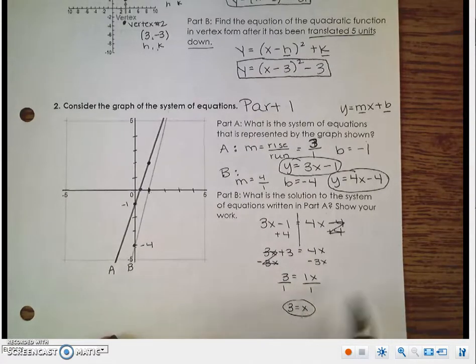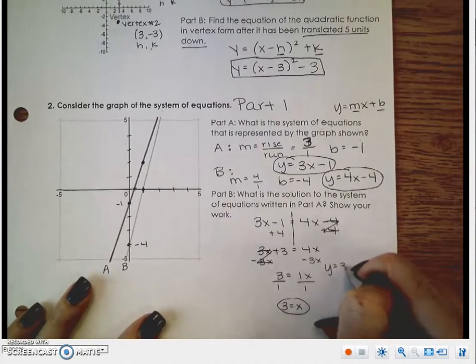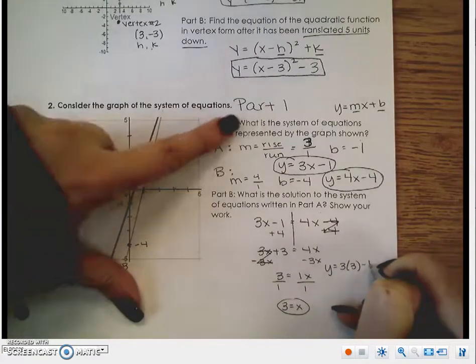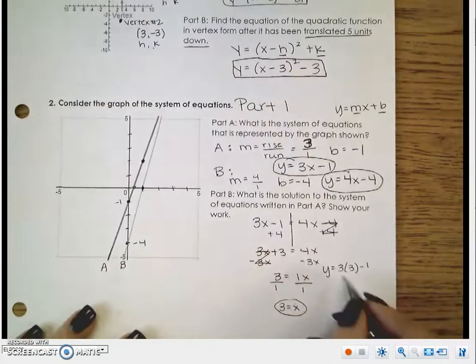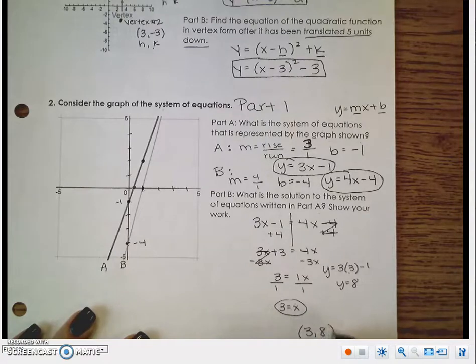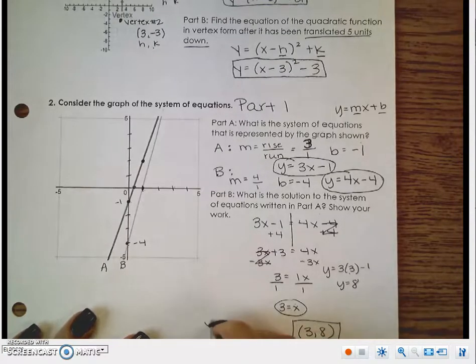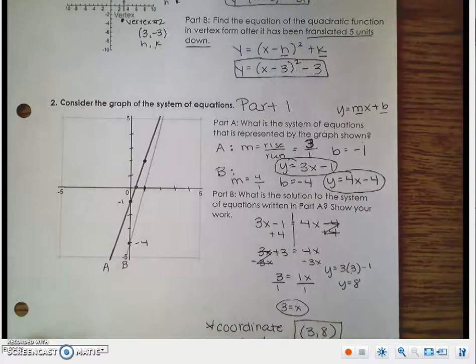And then once you know your x value, you could plug it in to solve for y. So then we would have y equals 3 times 3 minus 1. I'm using this equation right here. Everywhere I have an x, I substituted a 3. 3 times 3 is 9. 9 minus 1 is 8, so y equals 8, which would give me the coordinate point 3, 8. Make sure that your answer is in a coordinate pair. You will only get full credit if your answer is written as a coordinate pair.